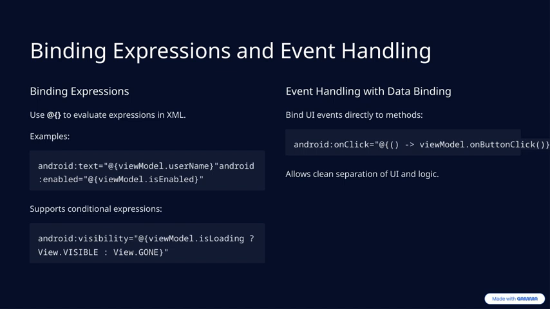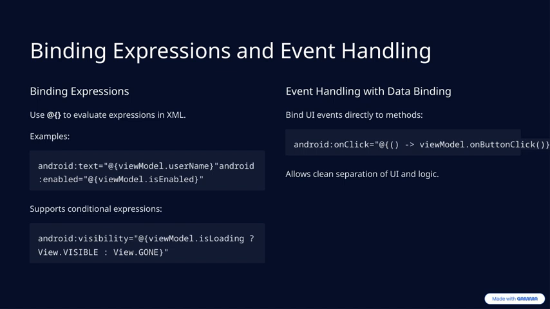One of the powerful features here is conditional expressions. For instance, you can set the visibility of a loading indicator depending on whether data is loading, using android:visibility equals @{viewModel.isLoading ? View.VISIBLE : View.GONE}. This makes your UI more responsive and adaptive without cluttering your code.